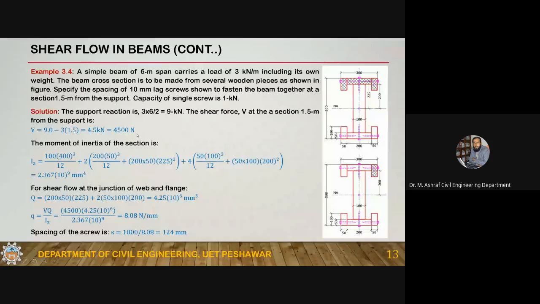That is, 4,500 Newton. The moment of inertia of this section. Okay, this is a section, so its moment of inertia is how much?